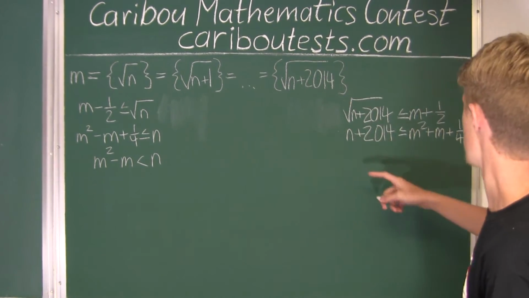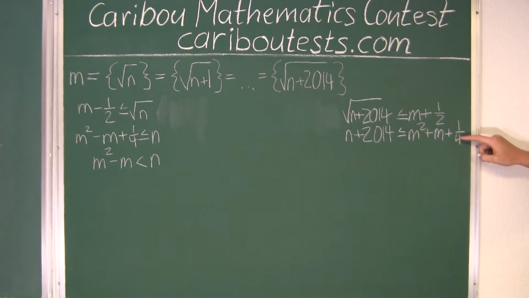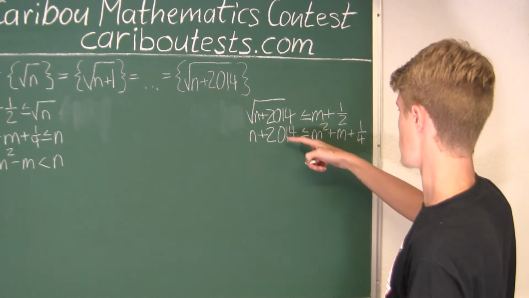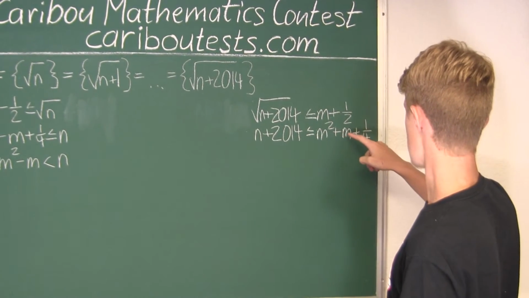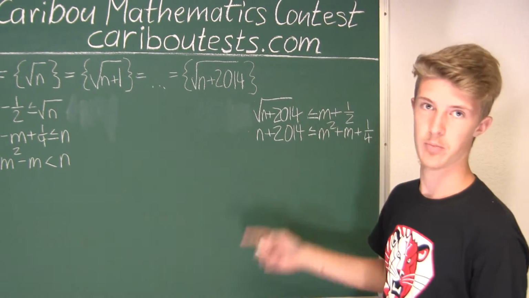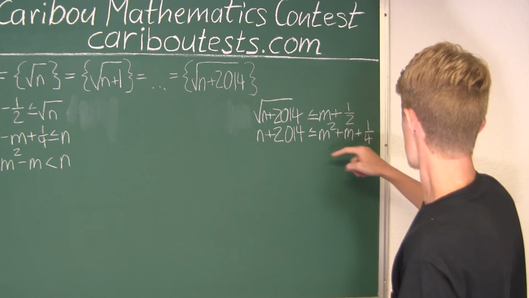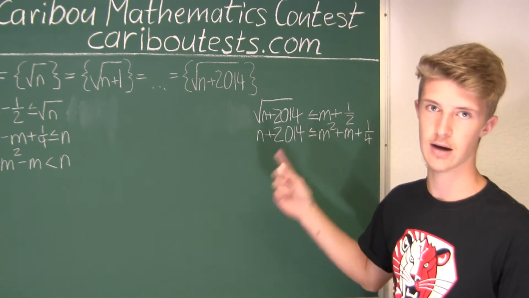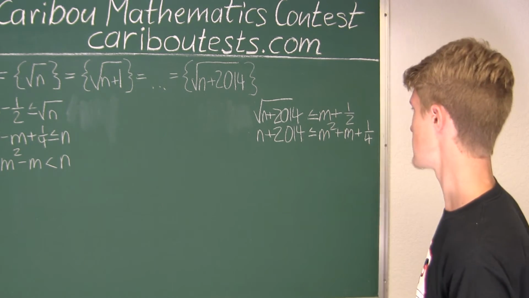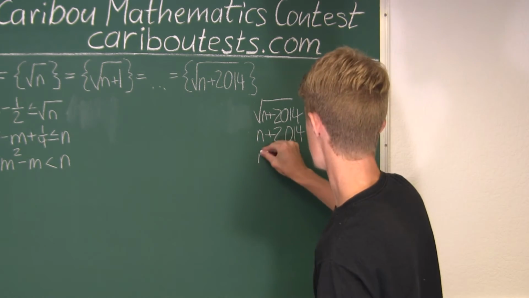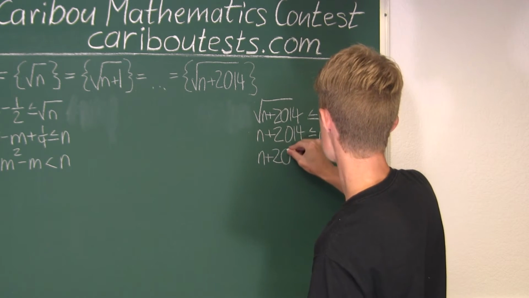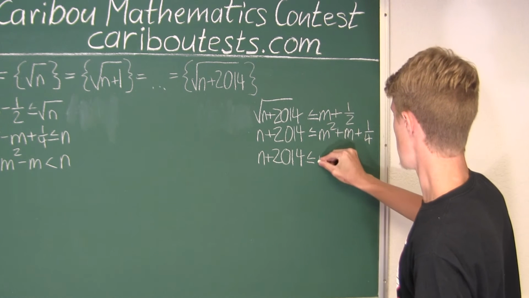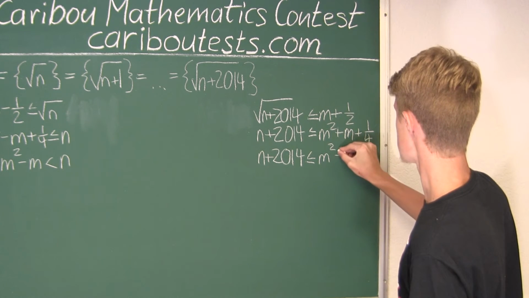Now over here, when we get rid of 1/4, well, we know that for these two integers, m plus 2014 and m squared plus m, we know that they are both positive integers. So therefore, by taking away 1/4 on this side, this relation does not change at all. So the sign would stay the same. So we would have n plus 2014 is less than or equal to m squared plus m.